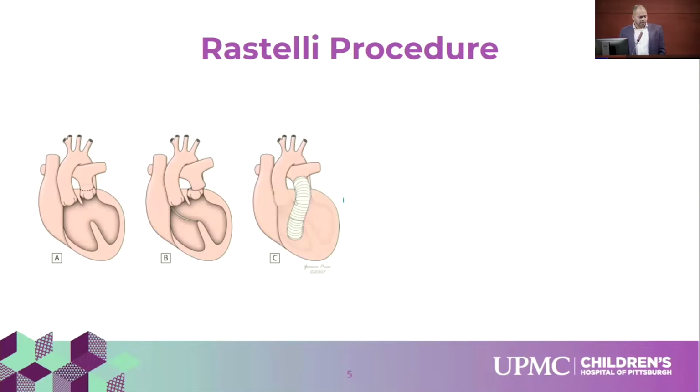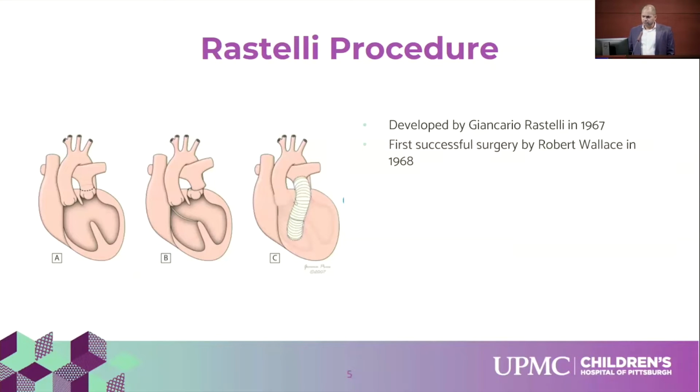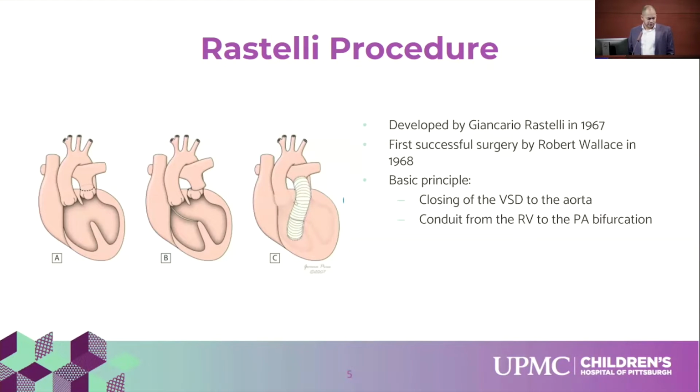From a historic perspective, this is important. I'll come to it in a second. Rastelli was first conceived by its namesake in 1967, and the first successful surgery was reported in the late 60s. The basic principle involves closing the VSD to the aorta and putting a conduit between the RV to PA bifurcation.